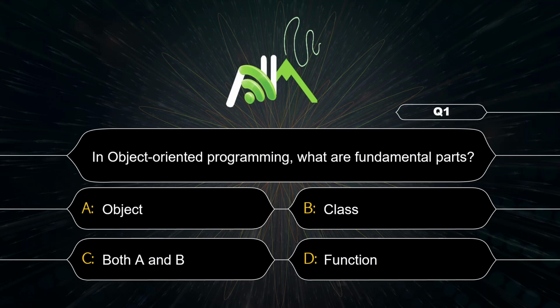In object-oriented programming, what are the fundamental parts? Option A, object, and option B, class. Both are there, so option C is correct, both A and B.